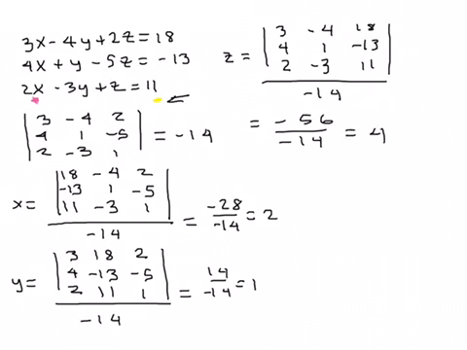So our solution, in alphabetical order x, y, z, is going to be 2, 1, 4. Sorry, that should have been x equals 2, y equals 1, and z equals 4.